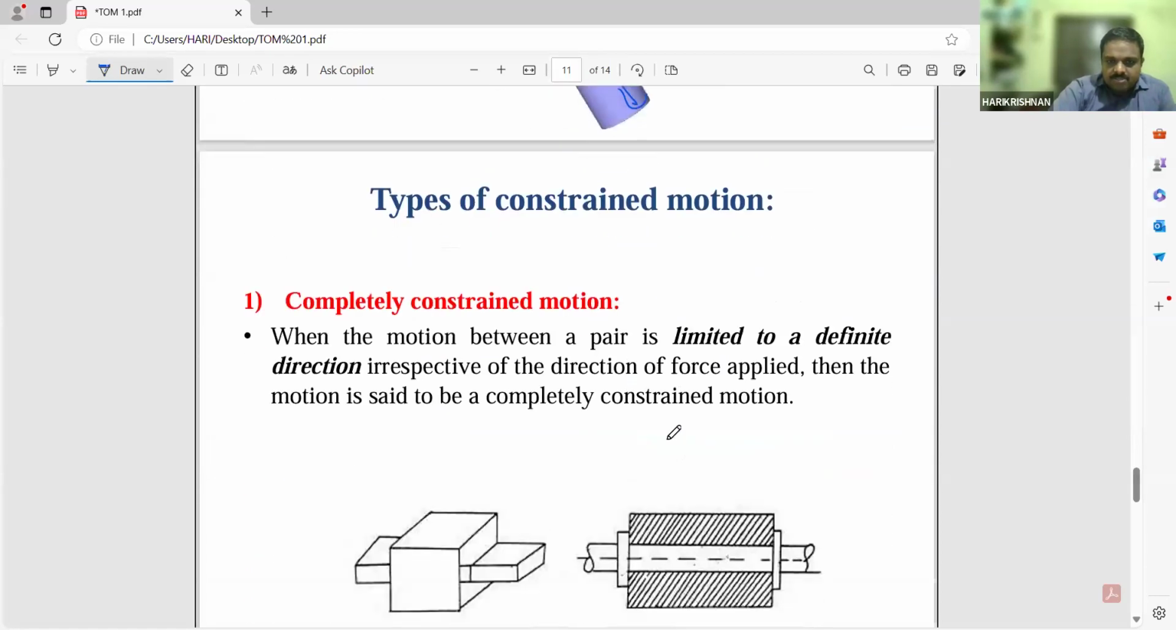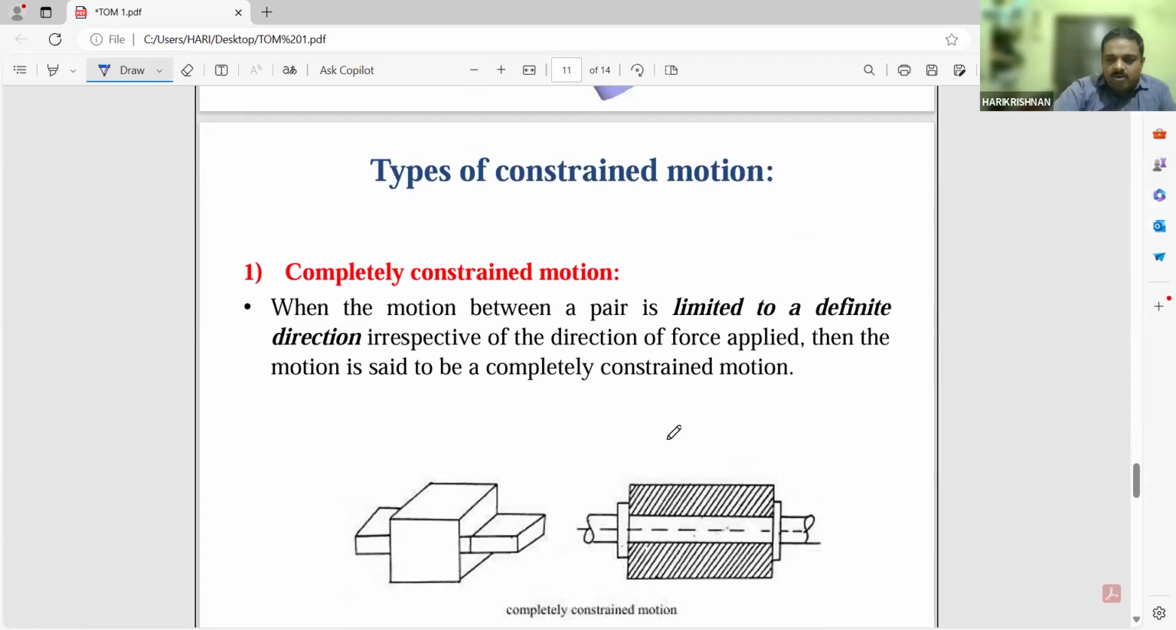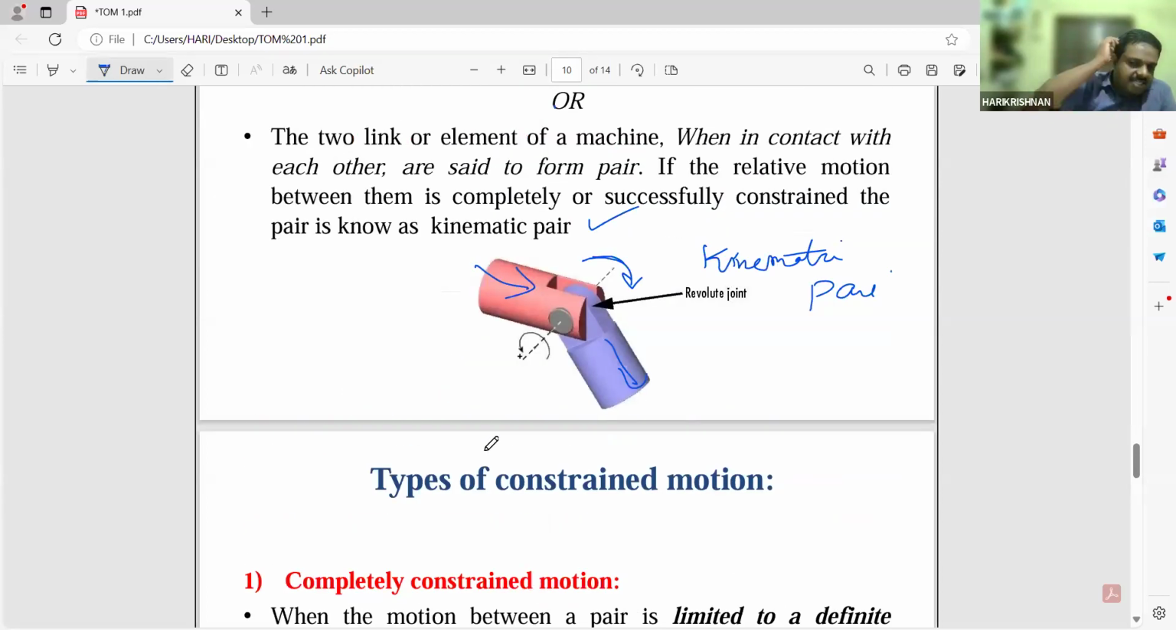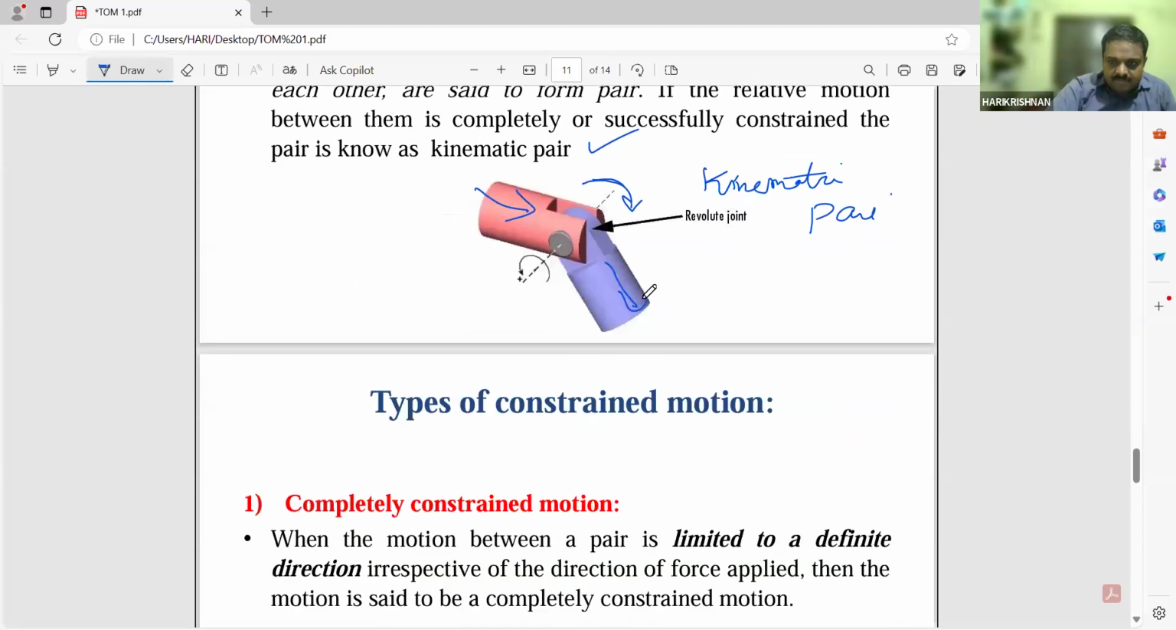I have mentioned constrained motion. What do you mean by constrained motion? Starting from the first definition itself, I have been saying successfully constrained motion. We will explain what is meant by completely constrained motion or successfully constrained motion. So next is types of constrained motion.